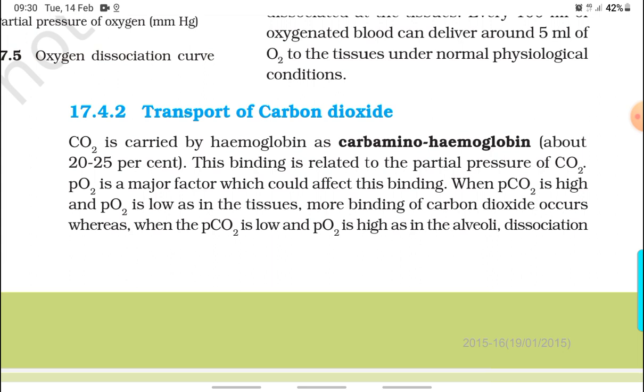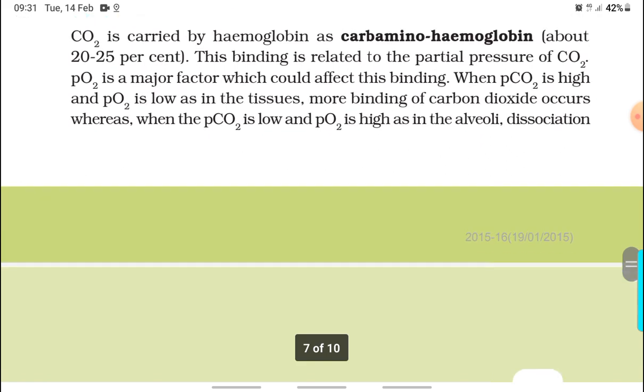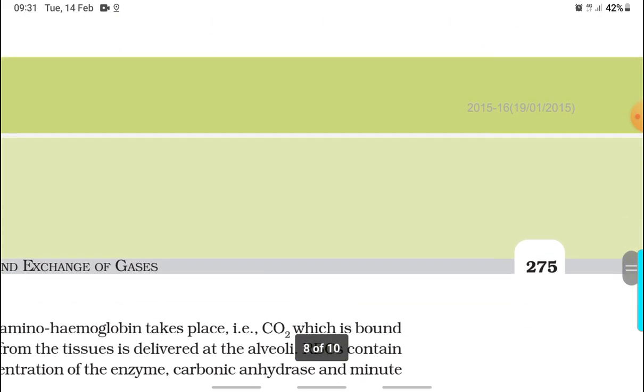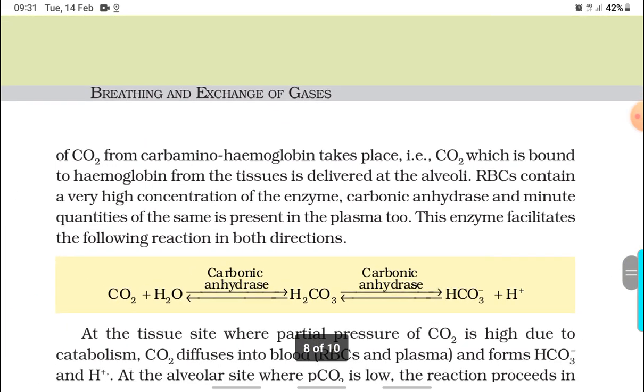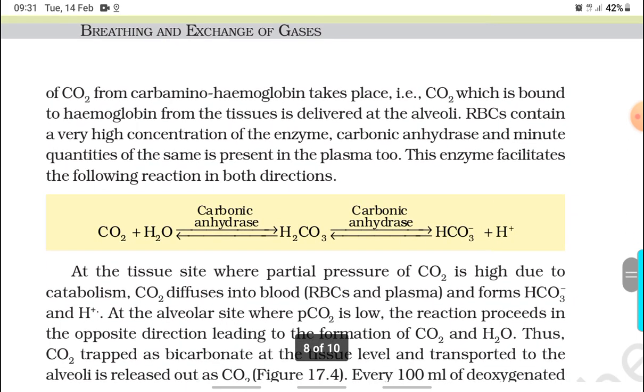When partial pressure of carbon dioxide is high and partial pressure of oxygen is low, as in the tissues, more binding of carbon dioxide occurs, whereas when the partial pressure of carbon dioxide is low and partial pressure of oxygen is high, as in the alveoli, dissociation of carbon dioxide from carbaminohemoglobin takes place. That is, carbon dioxide which is bound to hemoglobin from the tissues is delivered at the alveoli.